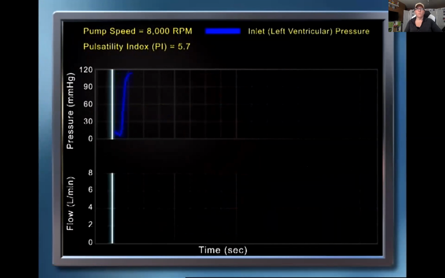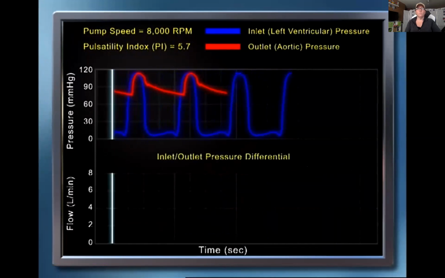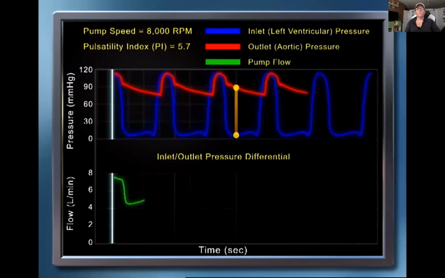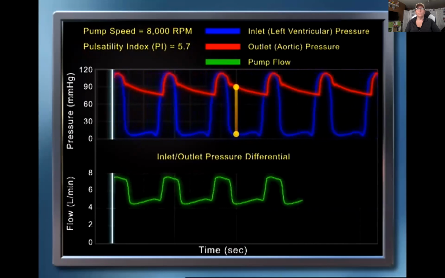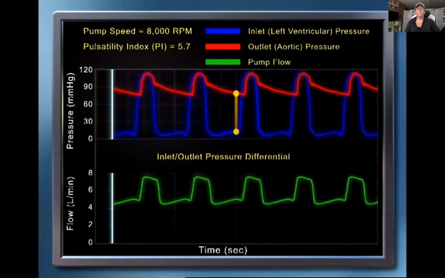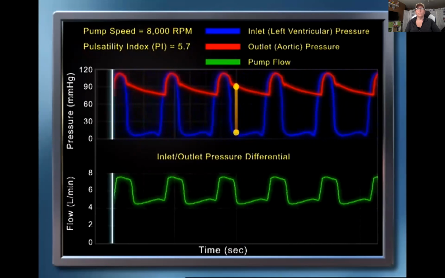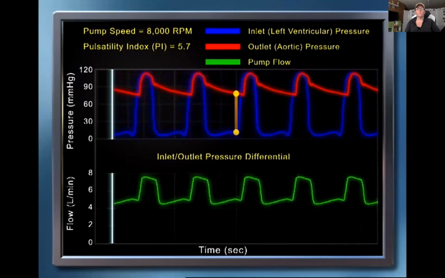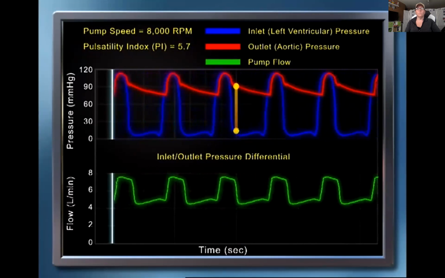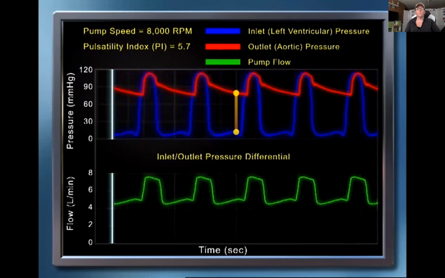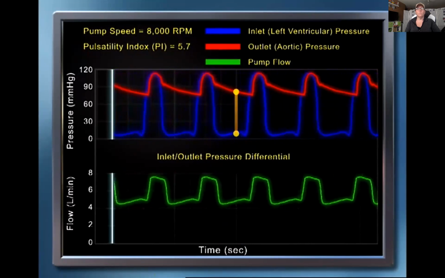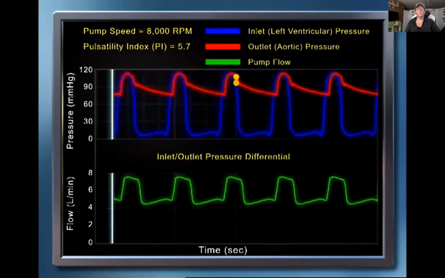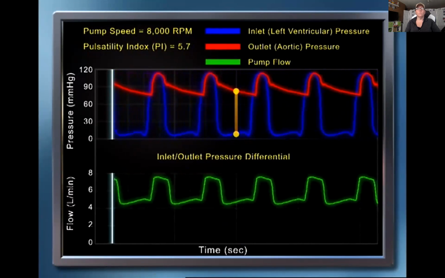The simulated monitor tracings show the ventricular and aortic pressures of a patient. The blue waveform represents the pressure at the pump inlet, which is the left ventricular or LV pressure. The red waveform represents the pressure at the pump outlet, which is the aortic pressure. The difference between these two pressures, indicated by the vertical yellow bar, is the pressure difference across the pump. As can be seen, this difference varies over the cardiac cycle, with the largest difference occurring in ventricular diastole and the smallest pressure difference occurring during ventricular systole.